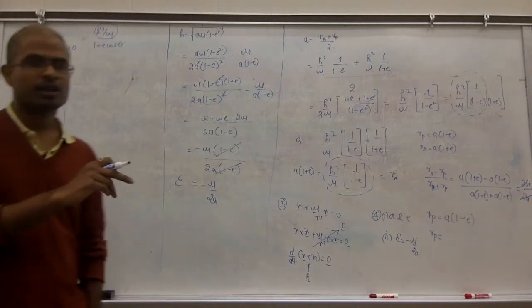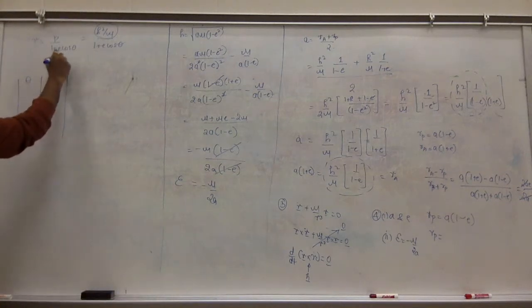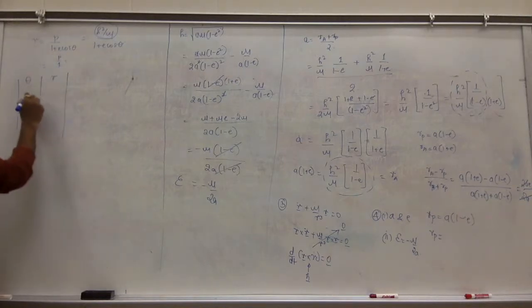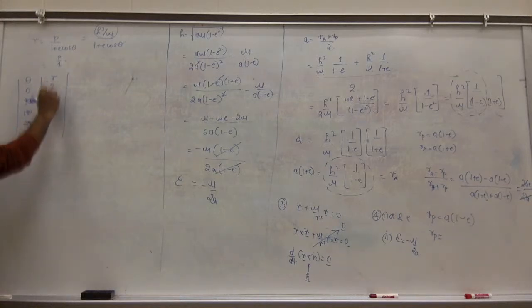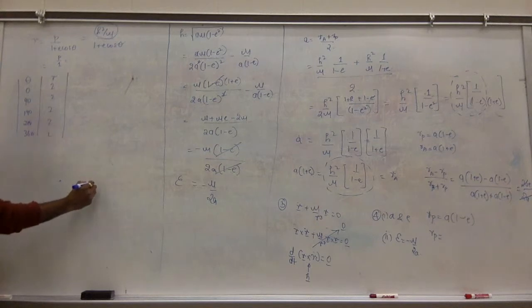So what was the first P? P equal to 2 and E equal to 0. So here it will be P over 1. Regardless of what theta is, 0, 90, 180, 270, 360, R is always 2, 2, 2, 2, 2. So we had a radius that was the same. This is 90 degrees, and 0 degrees is in this direction. 2, 2, 2, 2, 2. This is a circle.